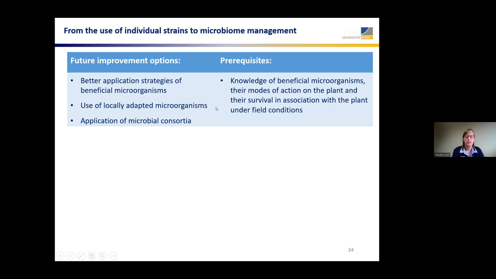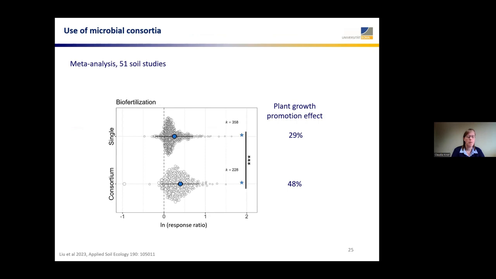This means that we need specific knowledge about the microbial strains that we want to apply. We need to understand their modes of actions. We need to understand their survival conditions and need to understand how they perform in the field and how we can support their survival. Another strategy that is also very popular these days is that we do not rely anymore on just individual microbial strains, but that we move to consortia, so applying not just one strain, but a mixture. And there was very recently a very nice publication, a meta-analysis that illustrates that there is indeed potential in using consortia. These researchers compiled results from 51 different soil studies and evaluated what is the plant growth promotion effect if I use a single strain in comparison to a consortium, so a mixture of different strains.